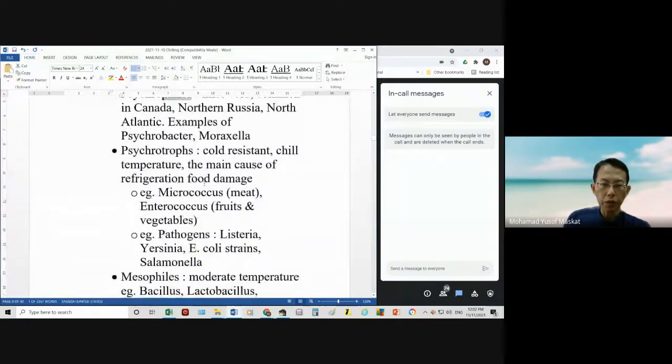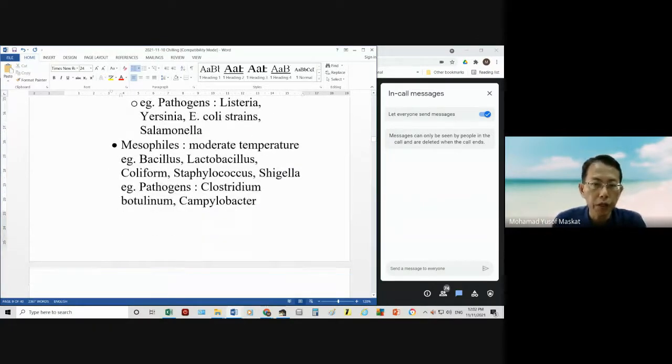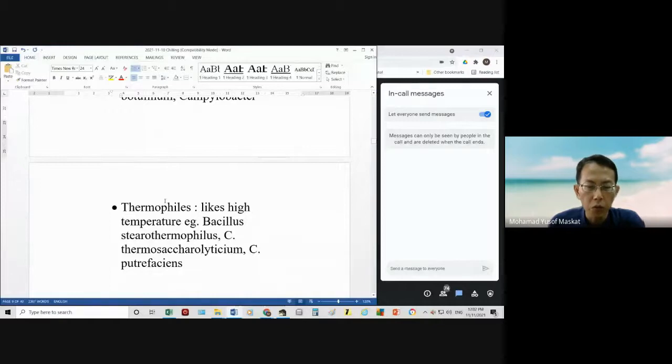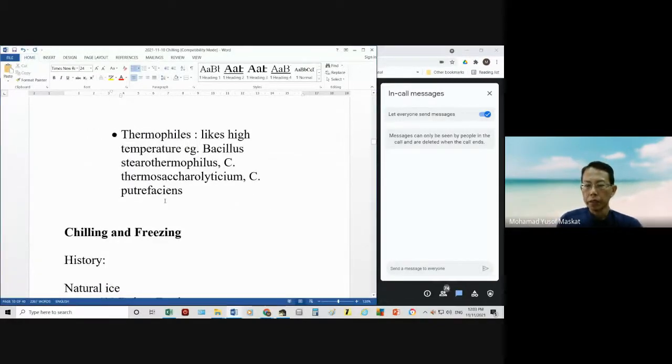So based on this, now you know that microorganisms, if we want to deal with them, we have to know them, whether they are psychrophiles, psychrotrophs, mesophiles, or thermophiles. Okay, any questions?